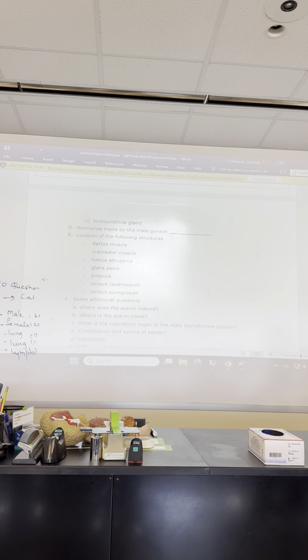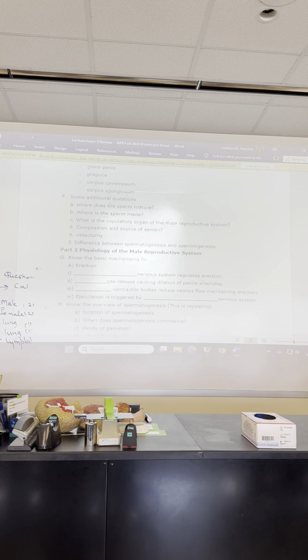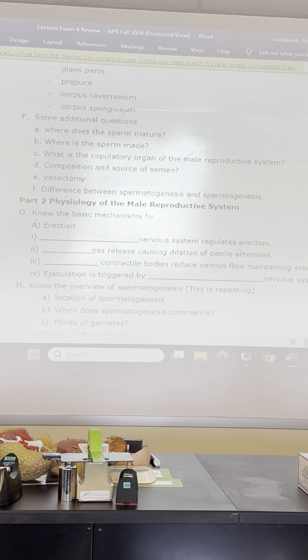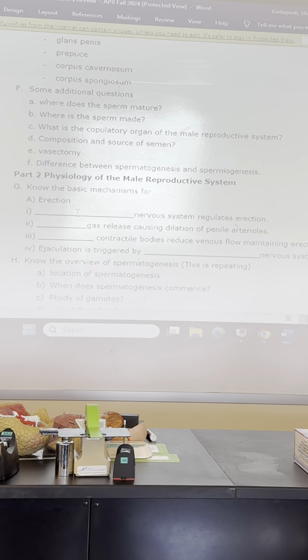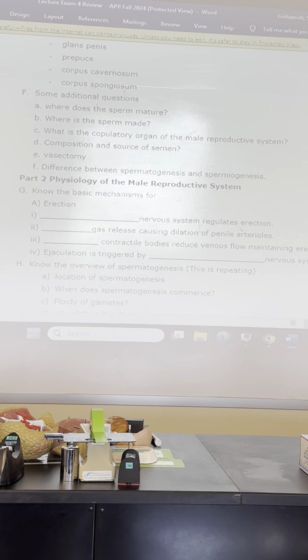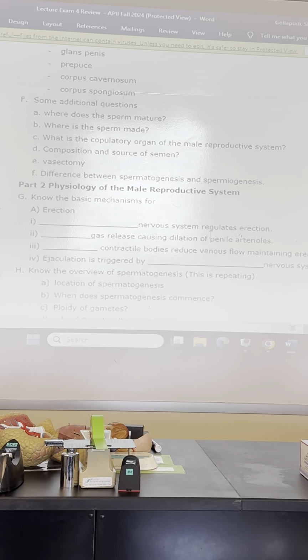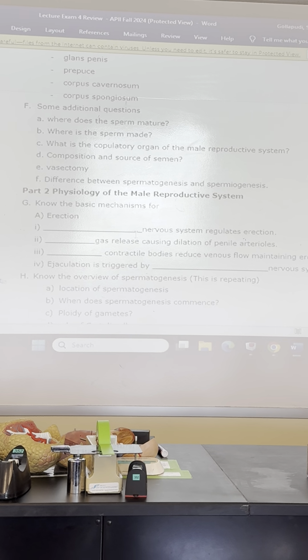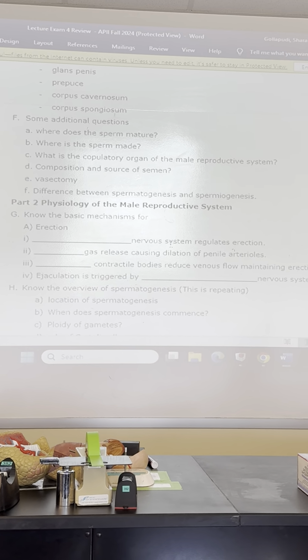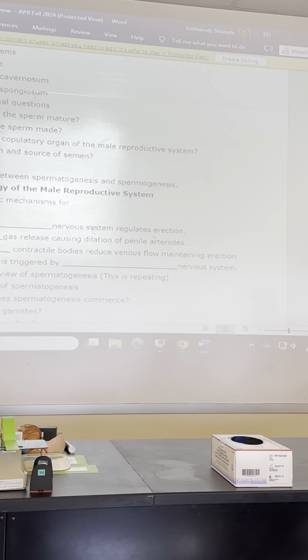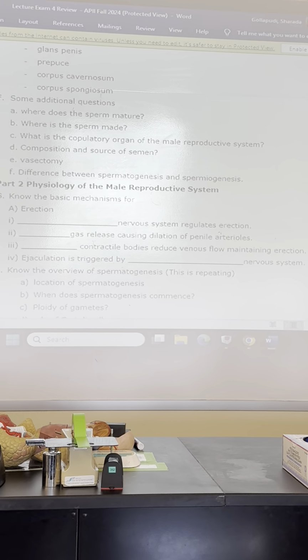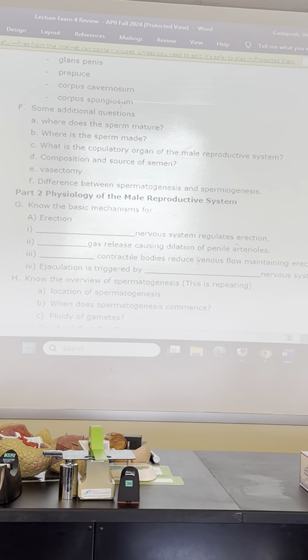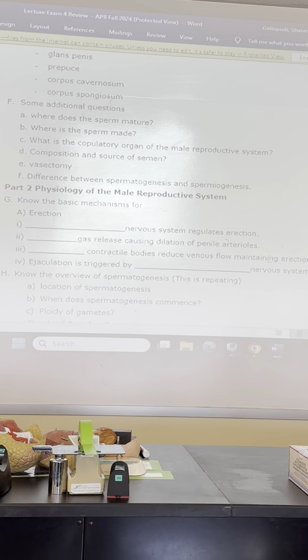The anatomy of the male, we went through that, and then we stopped at physiology of the male. We're just looking at erection. What nervous system regulates erection? Parasympathetic. One, parasympathetic. Blank gas released during dilation: NO, nitric oxide. Contractile bodies reduce venous flow, maintaining an erection.